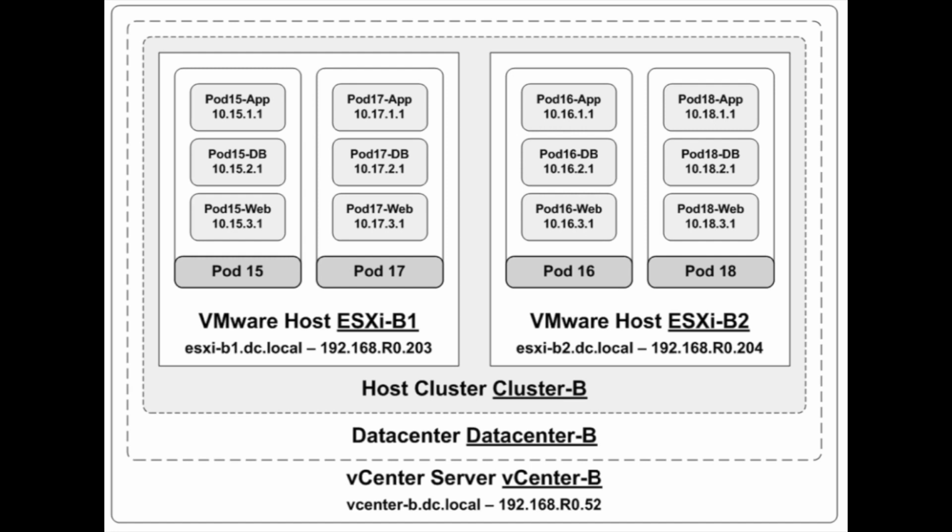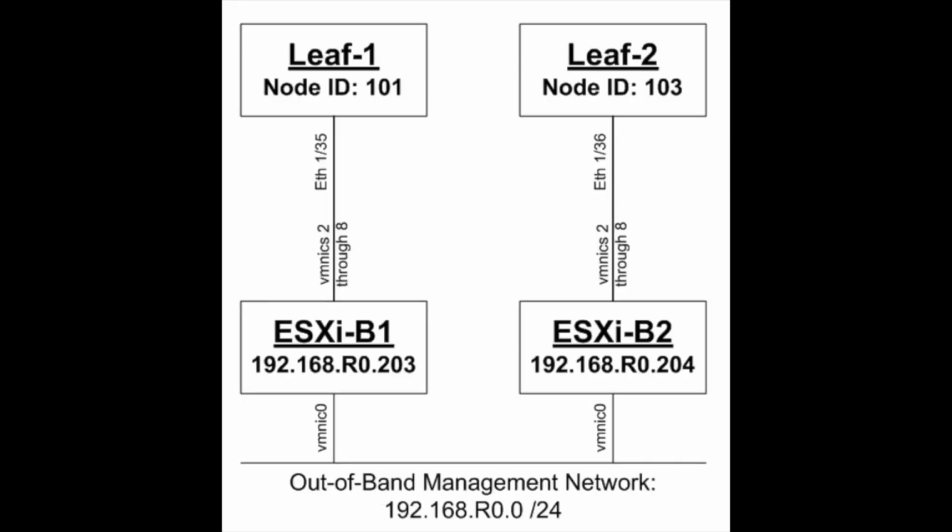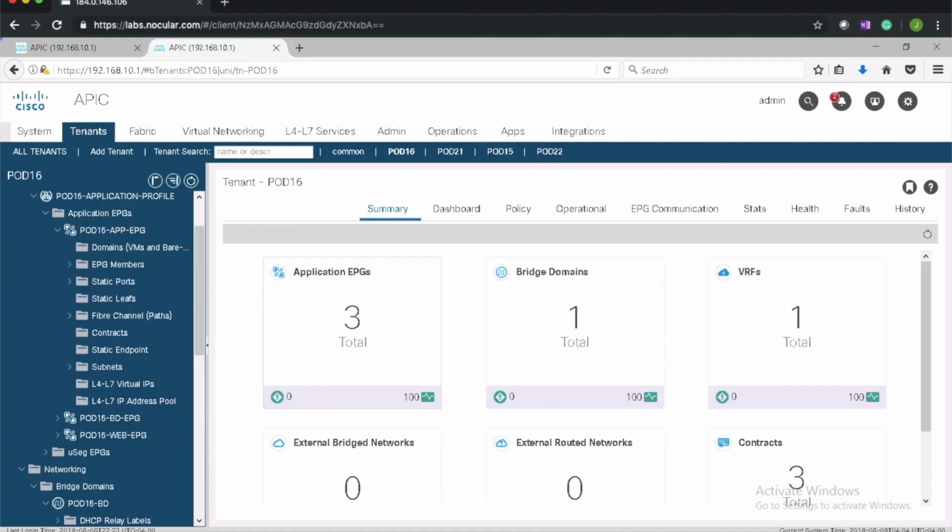We will be working on the B2 host and configuring port 16. This is how the physical topology looks like. Host B2 is connected to Leaf 2 on Ethernet 1/36.